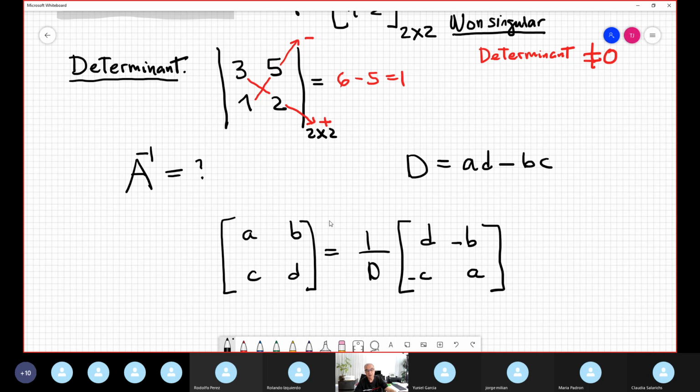And when the situation happens, this is the inverse matrix. This is a shortcut to do super fast in 2 by 2, and 3 by 3, and 4 by 4. It's crazy.